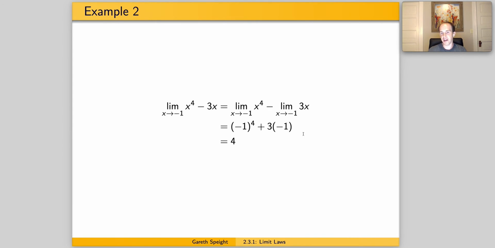And the same with constants again. The limit of a constant times a function is just a constant times the limit. So we bring the constant out, 3 times the limit of x. That's going to be 3 times minus 1. Okay, and then we add this up. We get 1 minus 3, which does not seem to be 4. So I should check that. It should be minus 2. Sorry about that.